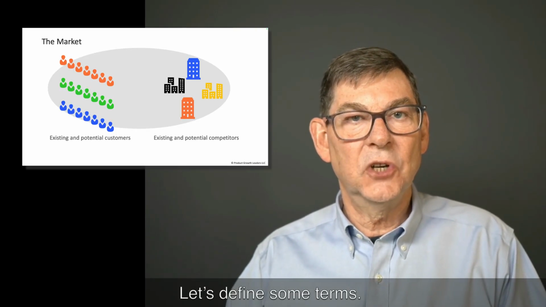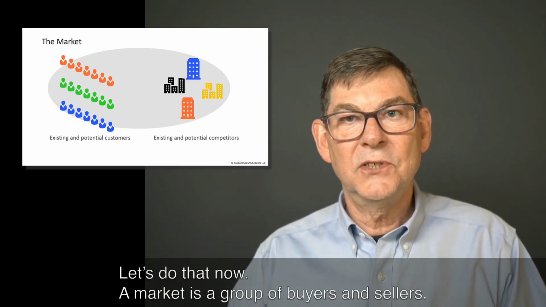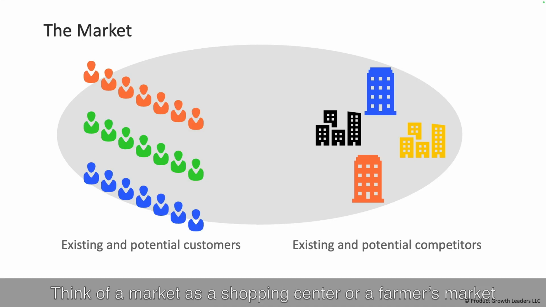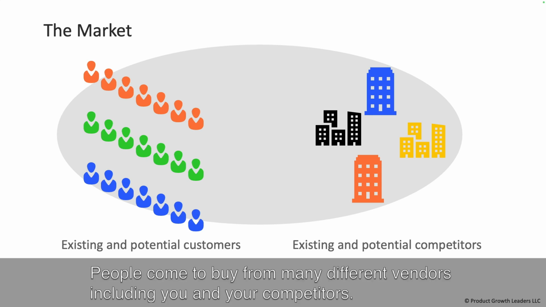So let's define some terms. We all talk about markets and personas without really defining them. Let's do that now. A market is a group of buyers and sellers. Think of a market as a shopping center or a farmer's market or the air travel industry. People come to buy from many different vendors, including you and your competitors.